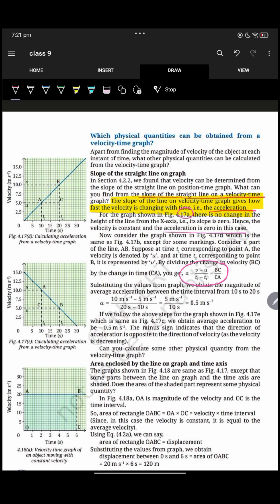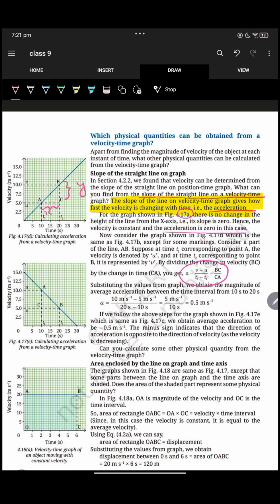Now, here we can see, consider a part of the line AB. Again, the same way, you have to find the slope of the line, or you have to say the change in the velocity divided by the change in the time. So, V minus U by T2 minus T1, which is equal to BC by CA, that is Y by X, which is the slope.